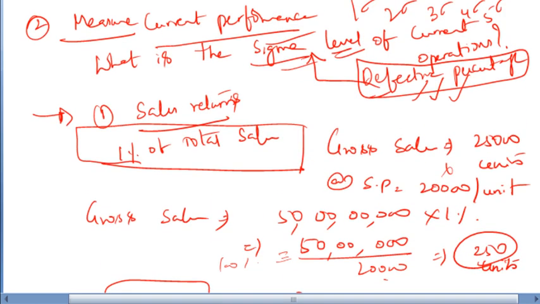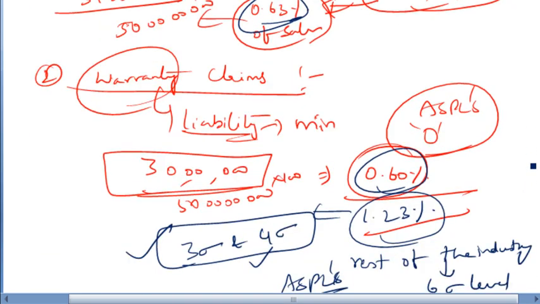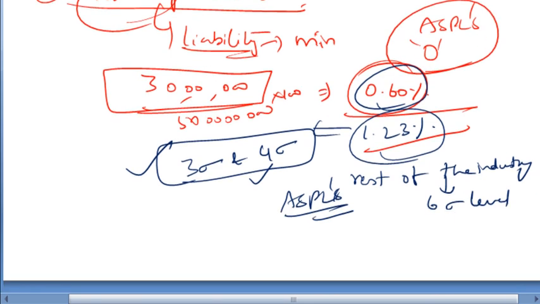So obviously, what should be the next one? I hope you guys have got this. So what we have done is that we went with sales returns, we went with warranty claims, we tried to find out the defective percentage as a percentage of turnover so that we can identify what sigma level they are operating. And finally, we were able to identify that they were operating between 3 sigma as well as what? 4 sigma level. Isn't it? That's really cool. Whereas the rest of the industry, all their competitors are operating at what? 6 sigma level, which is really bad from ASPL's point of view.